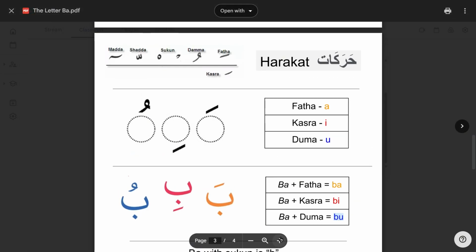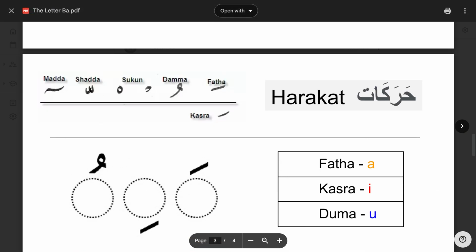Later on, I'm going to introduce more. The shadda makes a double letter. The med does an extension of a letter. And I will introduce the sukun now.